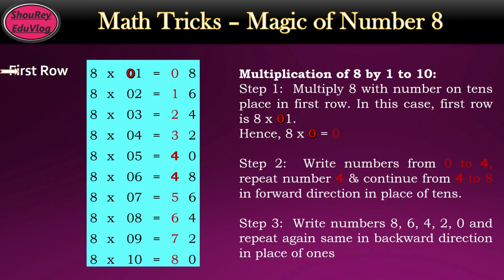Multiplication of 8 by 1 to 10. Step 1. Multiply 8 with the number on the tens place in the first row. In this case, the first row is 8 multiplied by 0, 1. Hence, 8 multiplied by 0 equals 0. Step 2. Write numbers from 0 to 4, repeat number 4 and continue from 4 to 8 in forward direction in place of tens. Step 3. Write numbers 8, 6, 4, 2, 0 and repeat again the same in backward direction in place of ones.